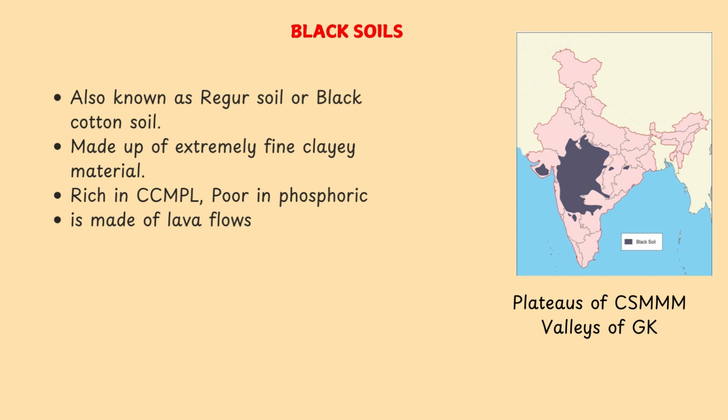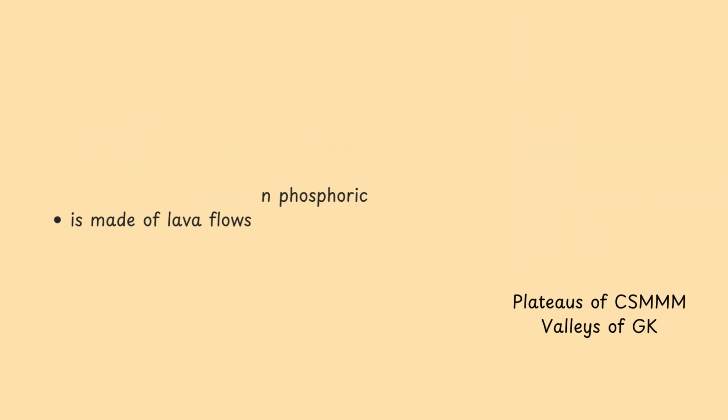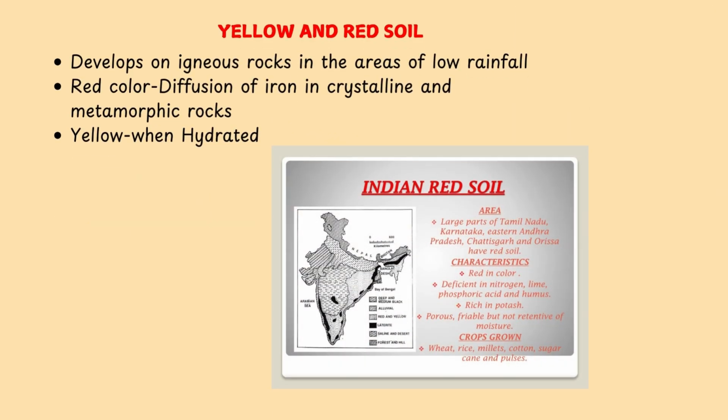And moving on to the next type of soils, that are the red and yellow soils. The red and yellow soils are developed on the crystalline igneous rocks in the areas of low rainfall. These are generally found in the east and south parts of the Deccan Plateau, and in the states of Odisha, Chhattisgarh, and southern parts of the Middle Ganga Plain. These soils are red in color due to the diffusion of iron in the crystalline and metamorphic rocks, and it looks yellow when it is converted into the hydrated form. That means when water touches this red soil, it turns into yellow soil.